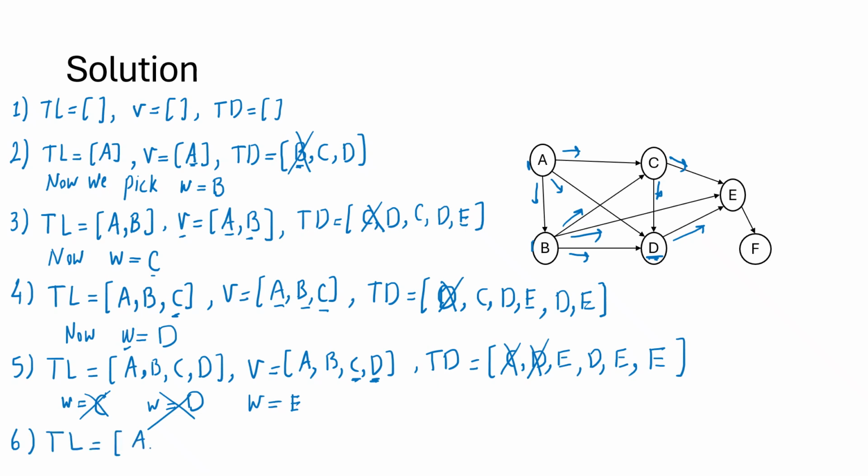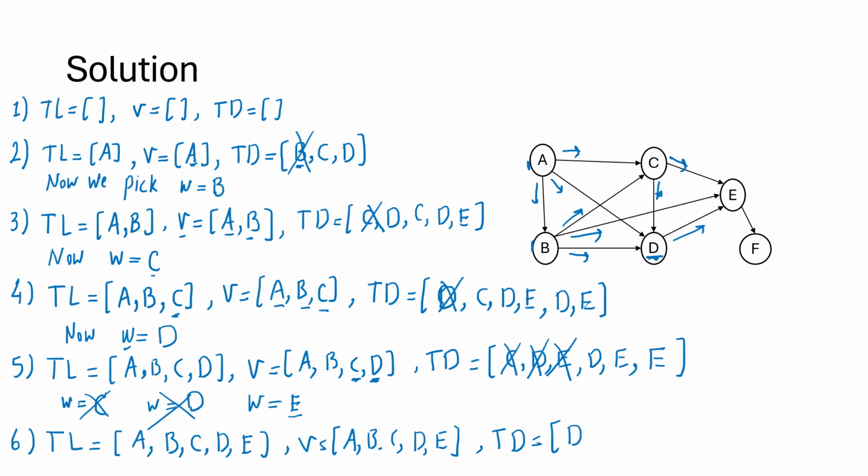So now my traversal list is, I started from A, I went to B, then C, then D, and now E. And visited is, I've visited now A, B, C, D, and E. And my to-do list consists of, so we set W to be E, so this is also removed. So now what I have is D, E, E. And where I am currently is, I am at E.